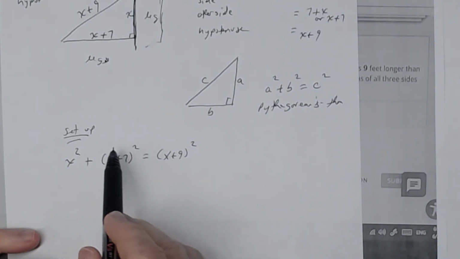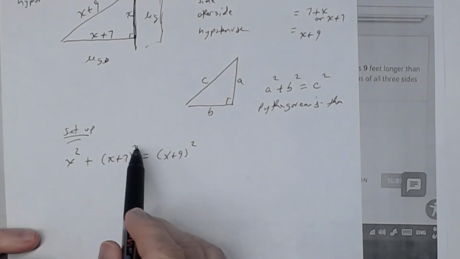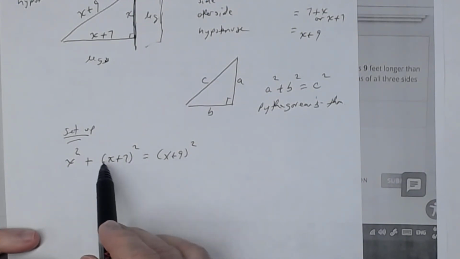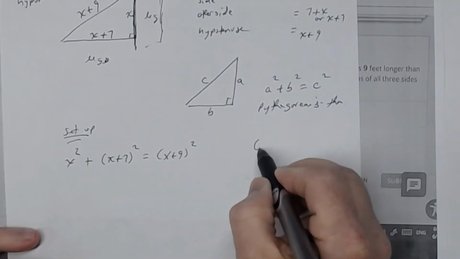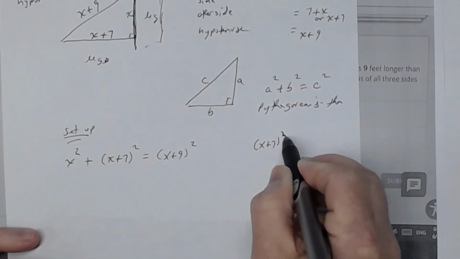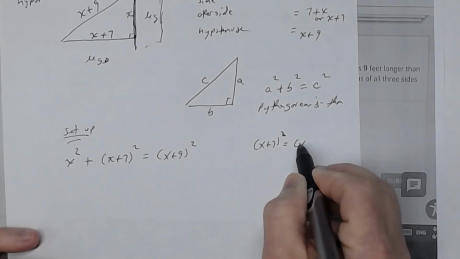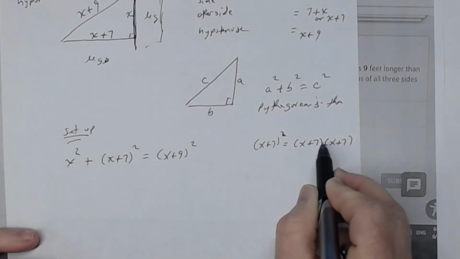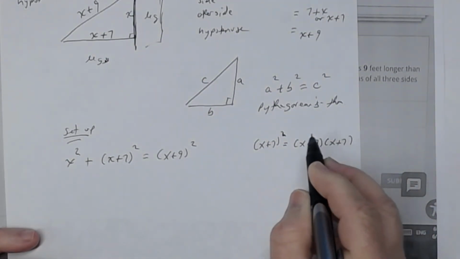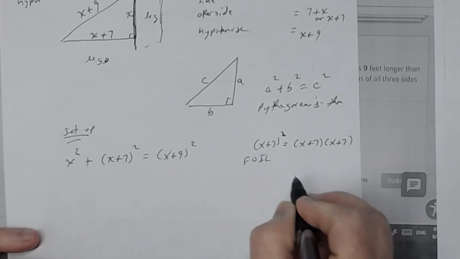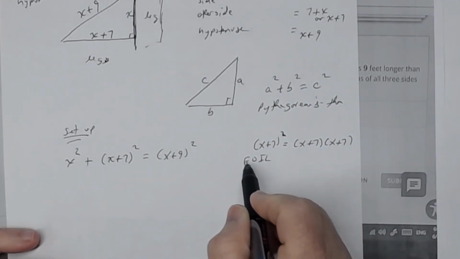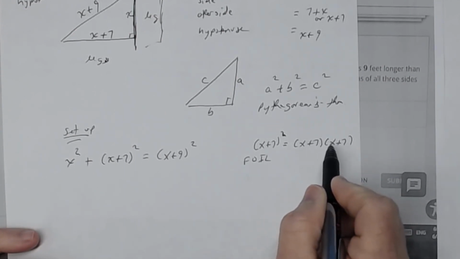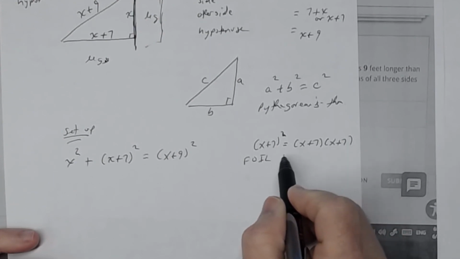So what you need to do is notice that I am squaring a binomial, right? So let's go ahead and square that binomial. Let's get rid of those parentheses. So let's think about what x plus 7 squared means. x plus 7 squared means x plus 7 times itself. And notice I'm multiplying two binomials. So when I multiply two binomials, I can use the FOIL method. And remember, the FOIL method means first, outer, inner, last.